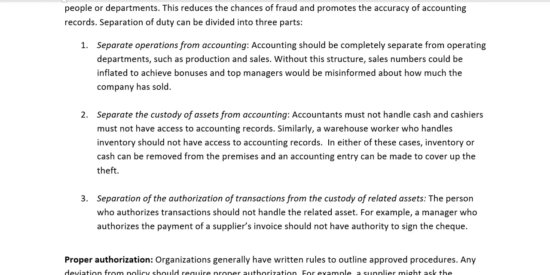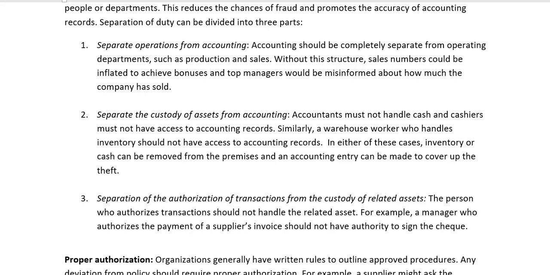1. Separate operations from accounting. Accounting should be completely separate from operating departments, such as production and sales. Without this structure, sales numbers could be inflated to achieve bonuses, and top managers would be misinformed about how much the company has sold.